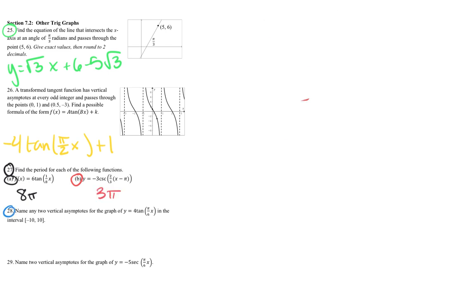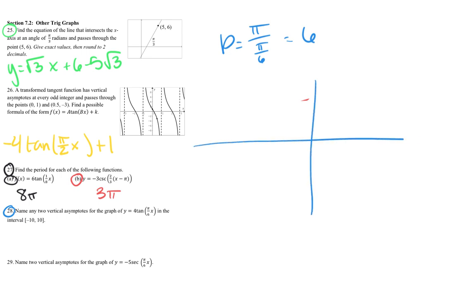It's asking us to name any 2 vertical asymptotes for this graph. We know that our period is equal to pi over b, which in our case is pi over 6, so our period is going to be 6. We can see that this graph is centered at the origin. It's not shifting left or right, and it's not shifting up or down. So our graph is going to look something like this, centered here. It's positive, so it's going to go normal, and it's stretching by 4, but that doesn't matter too much, not for our asymptotes.